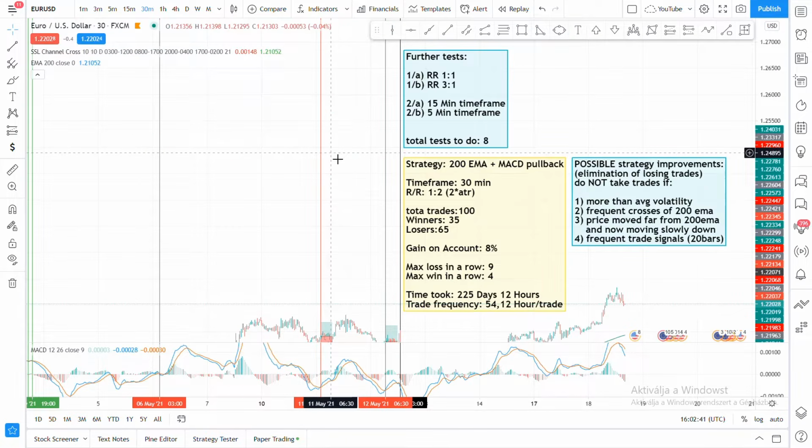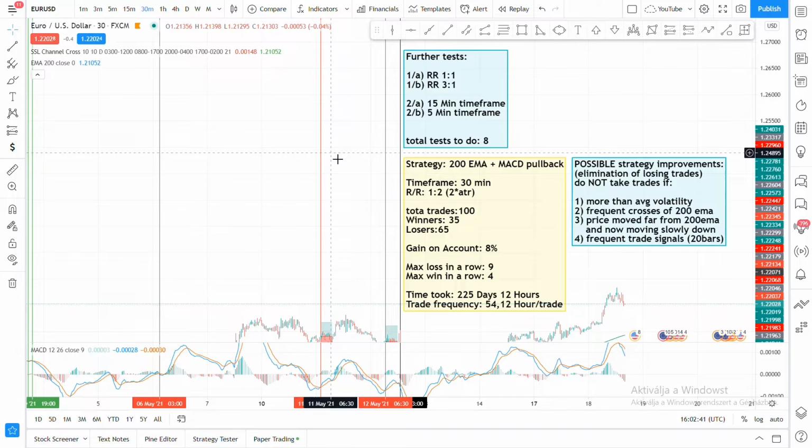Okay, so the results are in. After 100 trades on the 30-minute time frame with a risk to reward 2 to 1, we gained around 8% on the account, which is not too bad, not too good. We won 35 times and lost 65 times. The max losses in a row was 9 and the max wins in a row was 4. The time taken to complete all the 100 trades was 225 days and 12 hours.